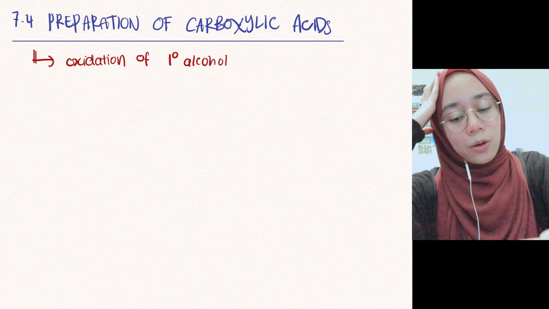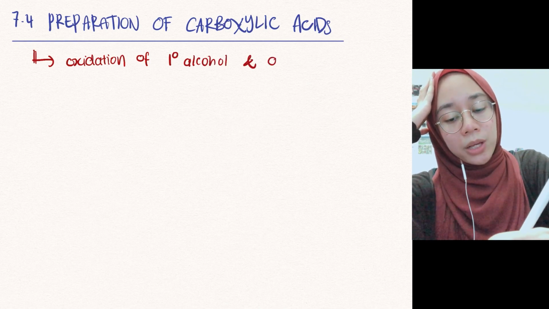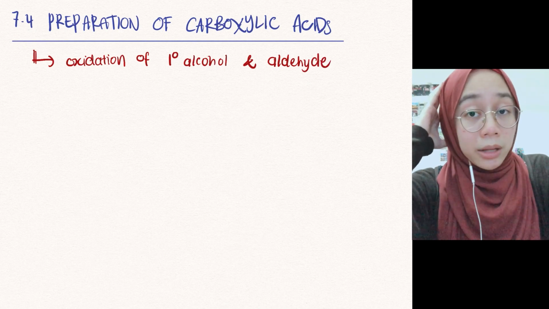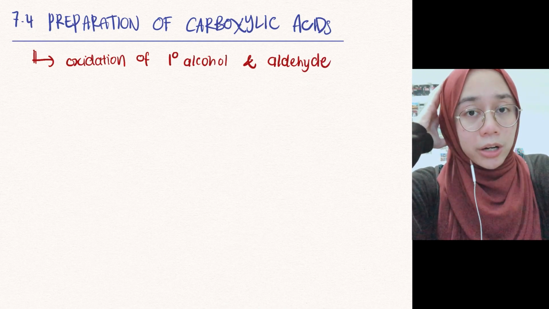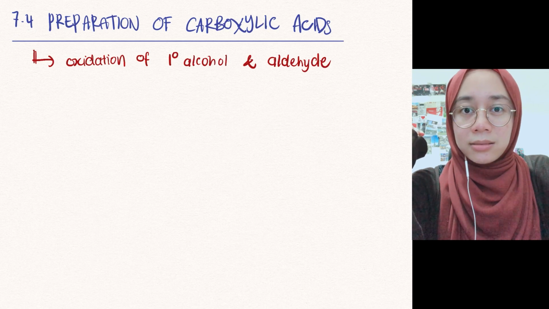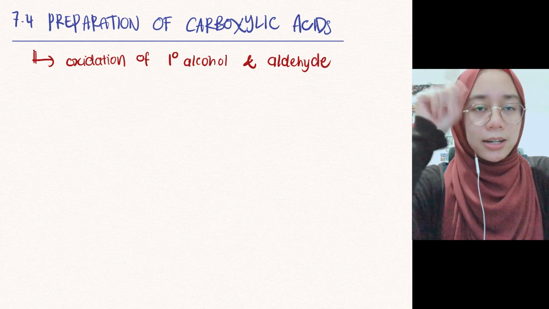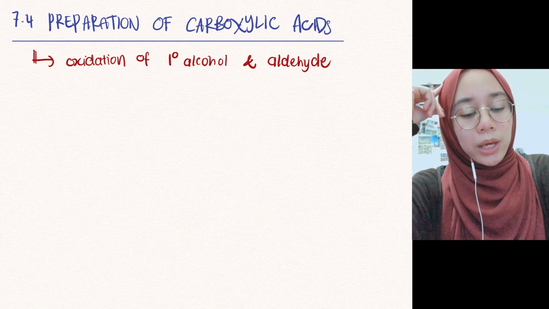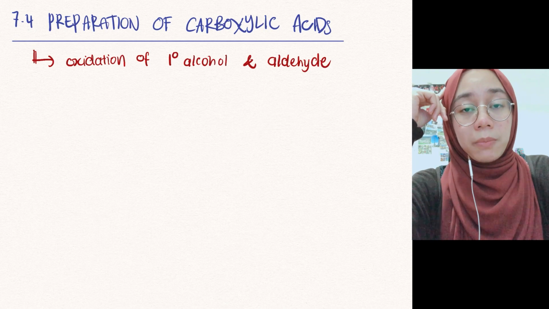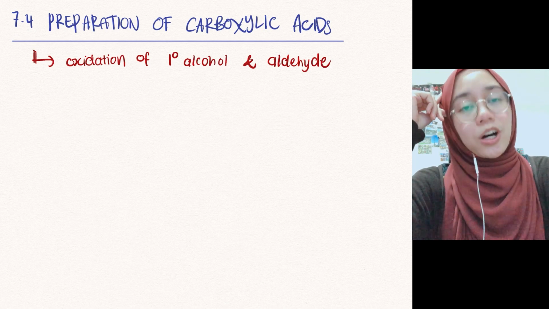Okay, and also from our aldehyde. Okay, from ketone, can we? No, we can't. Why can't we oxidize ketone? Can ketone be oxidized? Look back at chapter 6. What is it that is missing in ketone that causes ketone to be unable to oxidize? Okay, so look back at that. So we can only prepare carboxylic acid from the primary alcohol and also aldehyde.